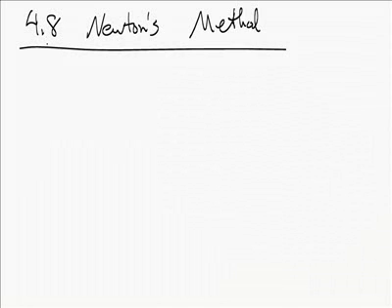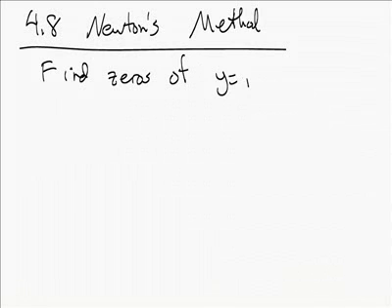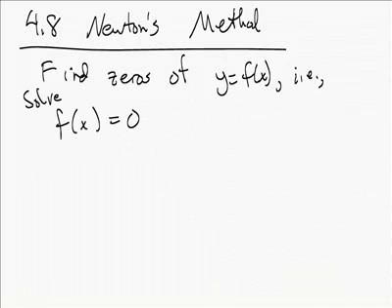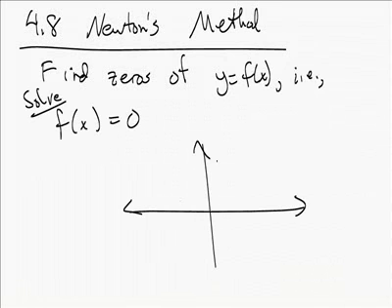Suppose we want to find the zeros of the function y equals f of x, which is another way of saying solving the equation f of x equals 0. With Newton's method, I've got some function f of x, and it may look something like this. Let's suppose I'm interested in finding this zero right here.